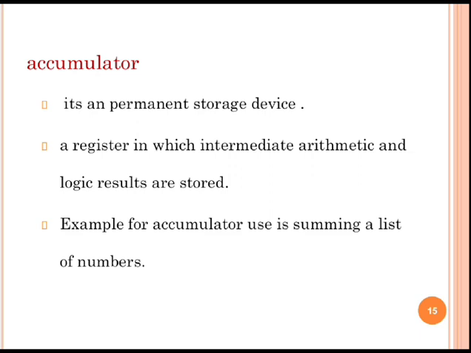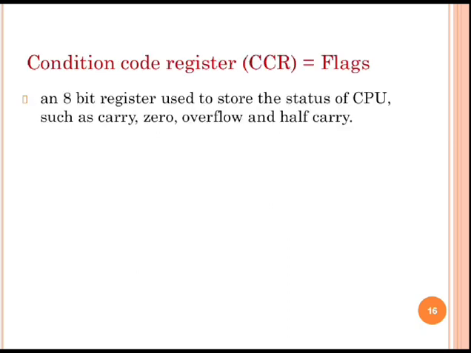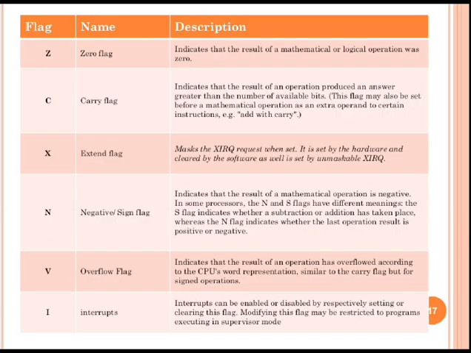Next one is the accumulator. It is a temporary storage device, denoted as the A register. It is a register in which intermediate arithmetic and logic results are stored, for example, use of the accumulator in summing a list of numbers. Next one is flags, which means CCR, the condition code register. It is an 8-bit register used to store the status of the CPU such as carry, zero, overflow and half carry flags. It is a basic structure of a flag register. Z means zero flag, C means carry flag, X means extended flag, N means negative or sign flag, V means overflow flag, I means interrupts.